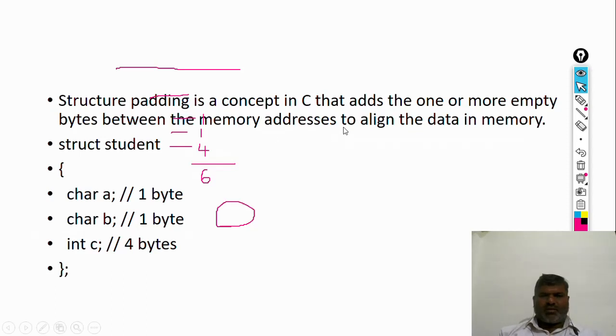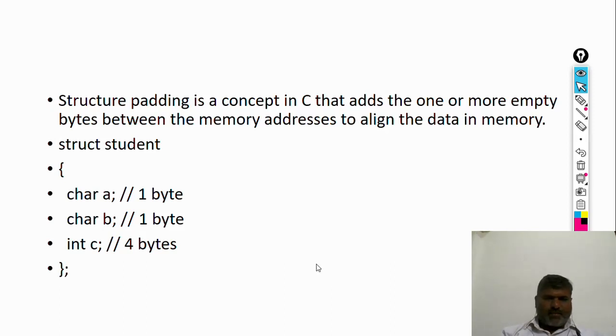Structure padding is a concept in C that adds one or more empty bytes between the memory addresses to align data in the memory. That is, it will add some empty bytes into the memory. Now let us see why it will add empty bytes. What is the reason for that? Let us take an example: we have a char a, char b and int c. It will occupy 1 byte, 1 byte and 4 bytes. Totally it should occupy actually 6 bytes of memory.